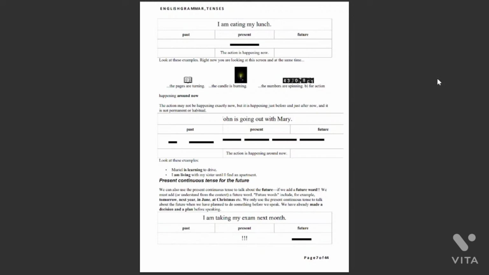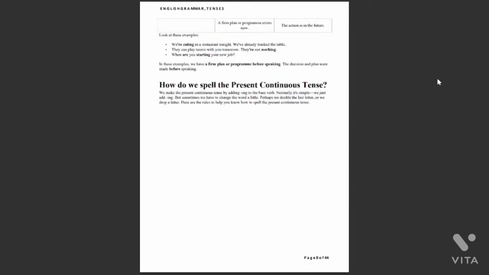Okay, he is going to take the exam next month. It's like a future tense. It's not happening right now, or it is not exactly now. The sentence seems like it's going to happen. It's going to finish next month. So I think I'm not confusing you. Yeah. And a firm plan or a program exists now, for the action in the future.